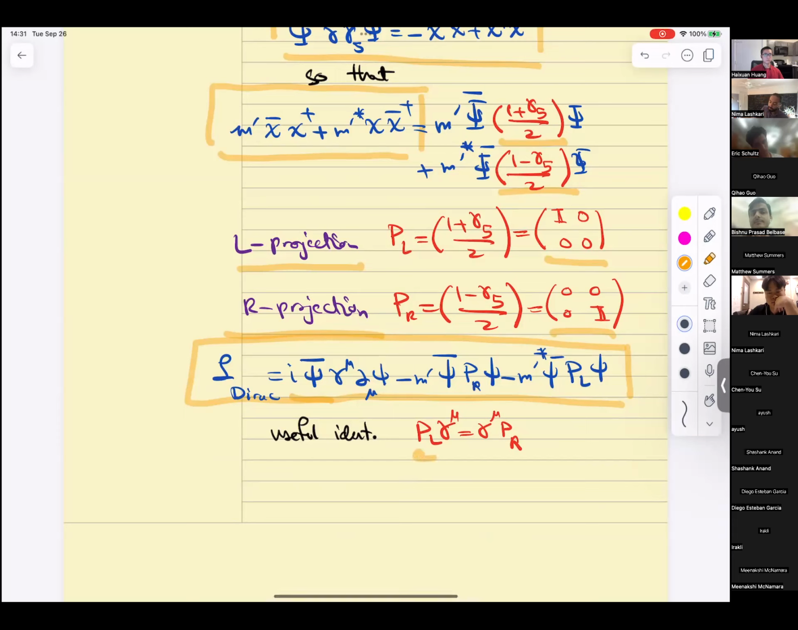A useful identity for your homework or problems that you solve is going to be P left and P right. So recall that gamma matrices send left spinors to right spinors and vice versa. This P left is a projection, and so gammas basically send the left projection to the right projection and vice versa.